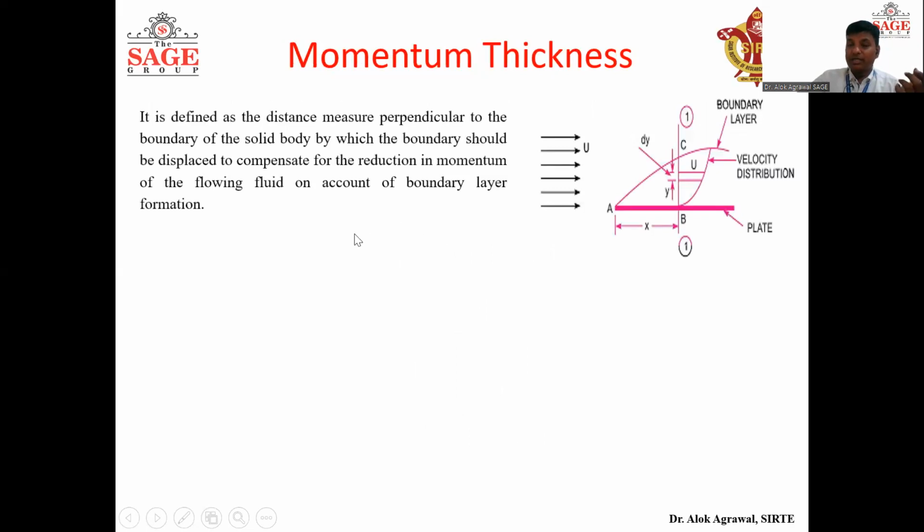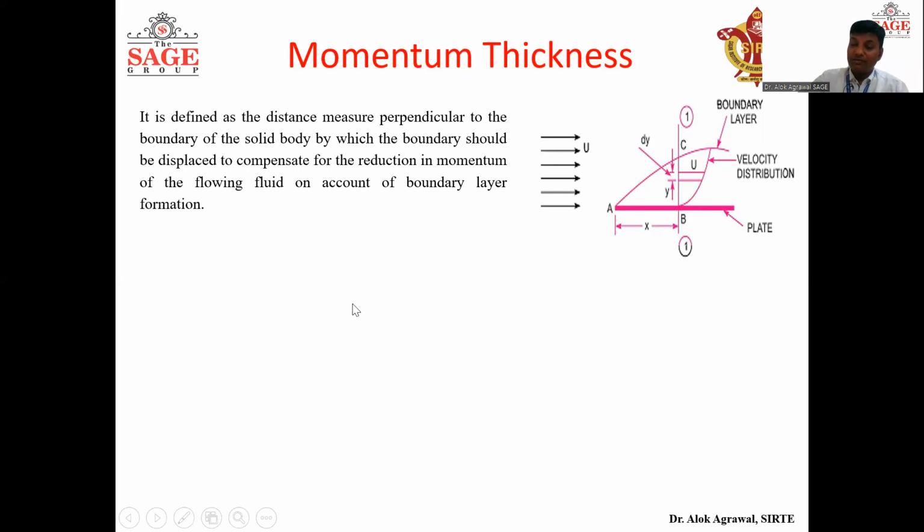Similar to the displacement thickness, because of the presence of the boundary layer, the flow rate is decreasing, and here again velocity is decreasing, so momentum will also decrease. So the momentum thickness is defined as the distance measured perpendicular to the boundary of the solid body by which the boundary should be displaced to compensate for the reduction of momentum of the fluid on account of boundary layer formation. So in this case, we have to displace this plate in such a way that the reduction in the momentum of the fluid because of the presence of the plate will be compensated.